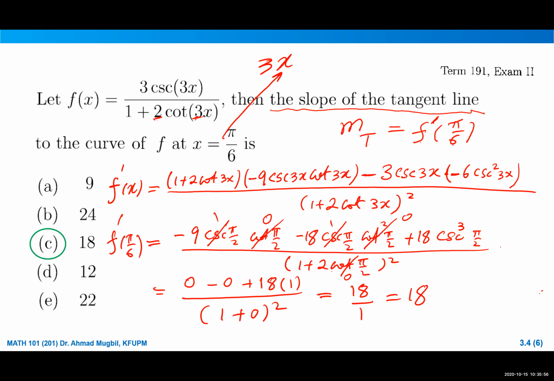Any question, shabab, please, about this? Yes, I have one problem. Why do we multiply by 3 there? Why do we multiply by 3? Yeah, because of the chain rule. We have used the chain rule. What are we saying, ya shabab, for 3 classes? What did we say, ya Abdulaziz?